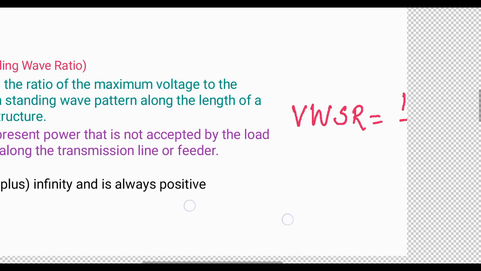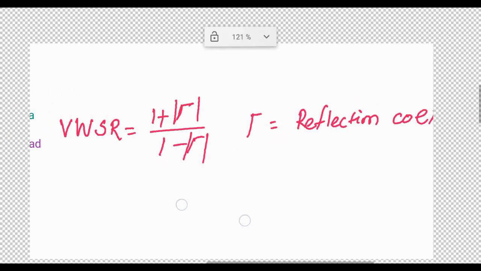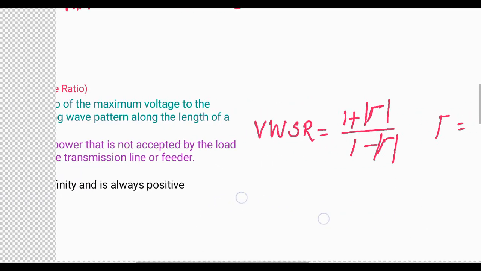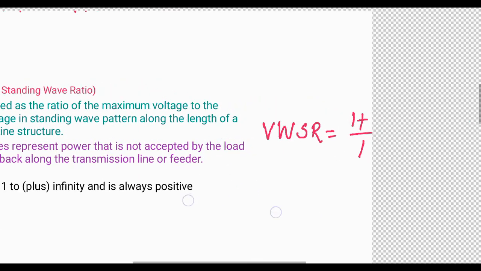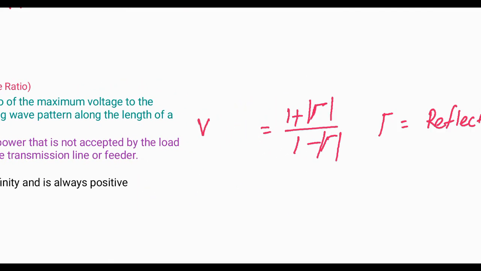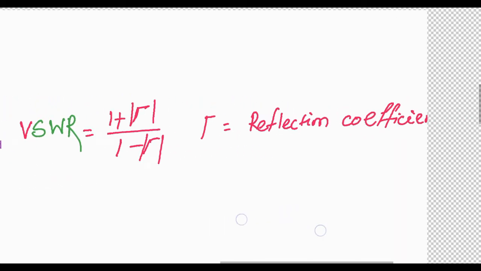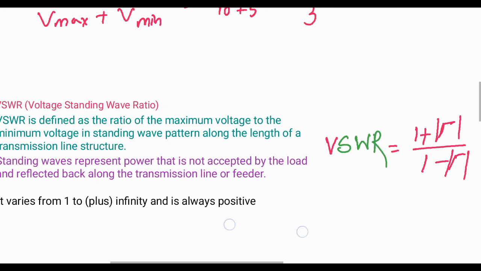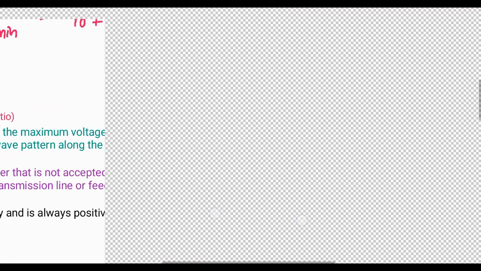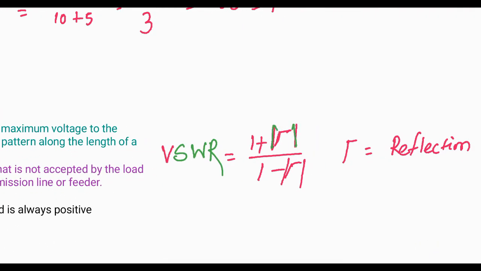So here I have written something, I have made a mistake. VSWR is equal to (1 plus zeta) by (1 minus zeta), where zeta is the reflection coefficient. Here, as this is a mod, this is always a positive value. This whole is a positive value and this whole is a positive value, and that is why (1 plus zeta) by (1 minus zeta) will always be greater than 1.